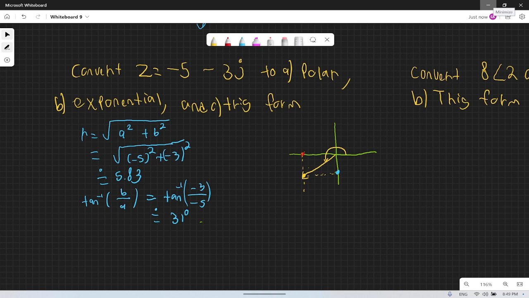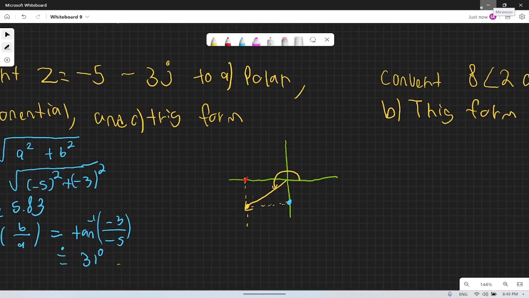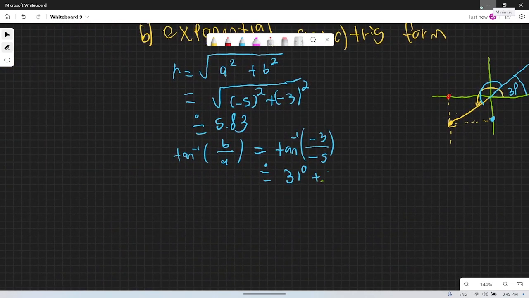But if you look at our drawing here, that doesn't quite look right, because our angle is in the third quadrant, so it should be a lot greater than that. So what we have to do is add 180 degrees. Basically this angle here is 31 degrees, and we're moving over 180 degrees, so we have to add that to our answer. So we add 180, which equals 211 degrees.